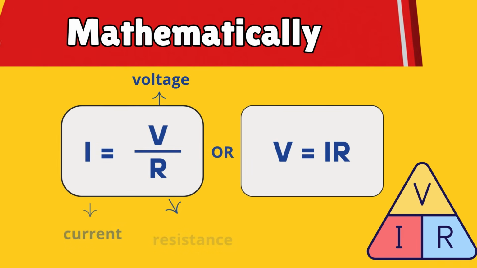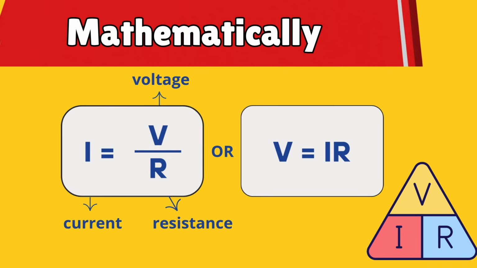Mathematically, we can express Ohm's law as I equals V over R. I stands for current, V stands for voltage, and R stands for resistance. So you'll just simply divide the voltage by the resistance to get the value of the current. Or we have an alternative formula, V equals I times R. It means that voltage is equal to the product of current times resistance.